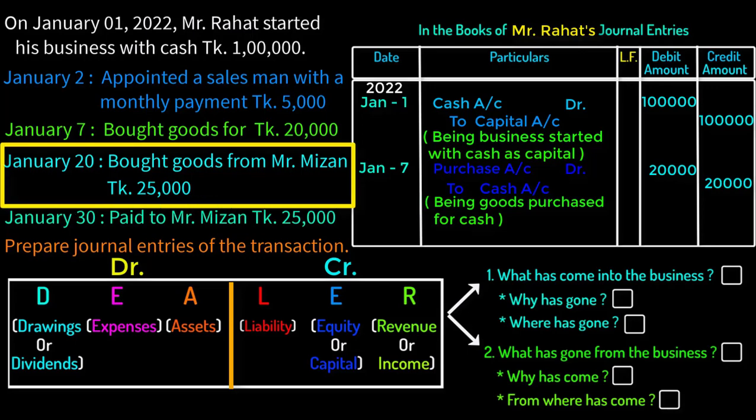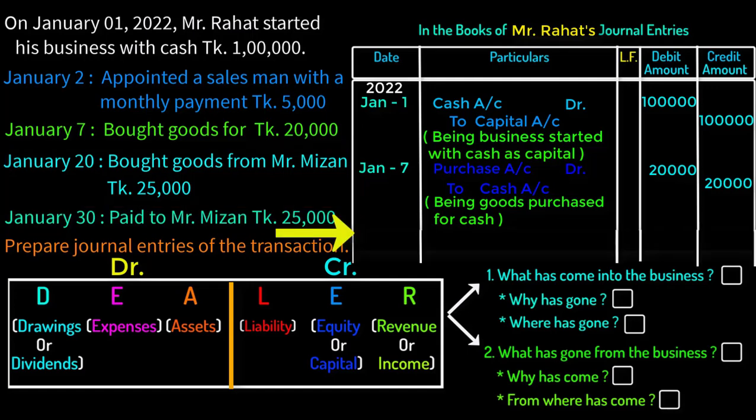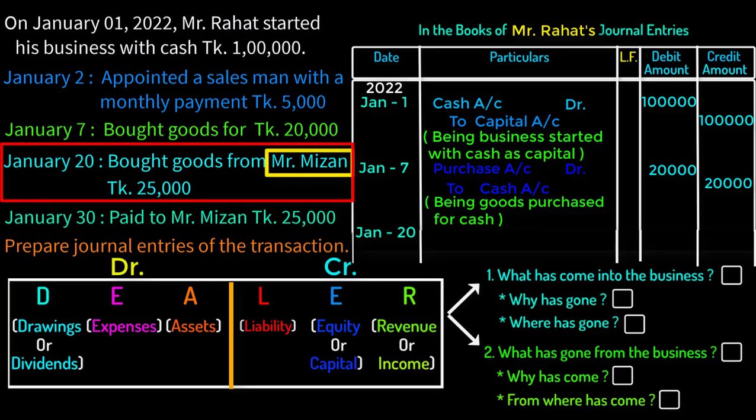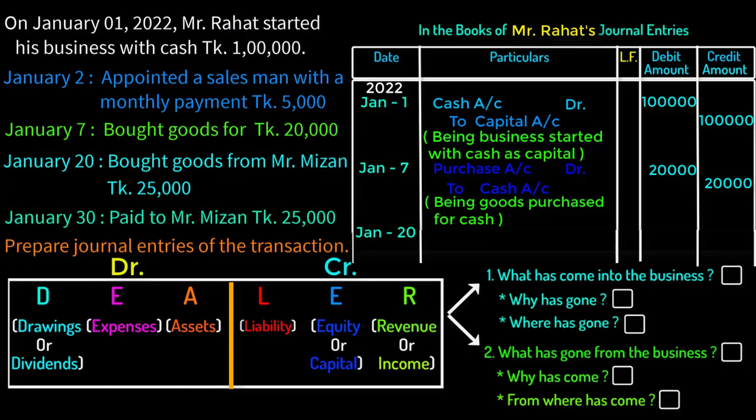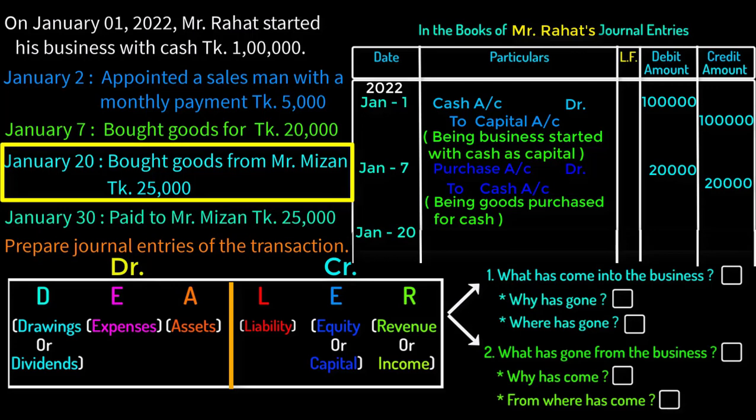Look at this transaction now. January 20, bought goods from Mr. Mizan taka 25,000. Write here the date January 20. See, there is a name mentioned here in this transaction and the word cash is absent here too. Therefore, you have to assume that this transaction is not a cash transaction. This transaction is a credit transaction.